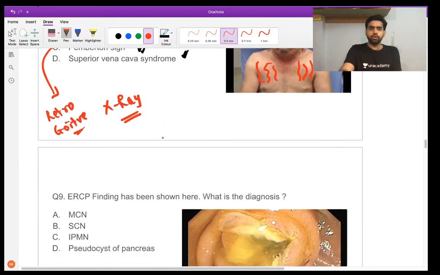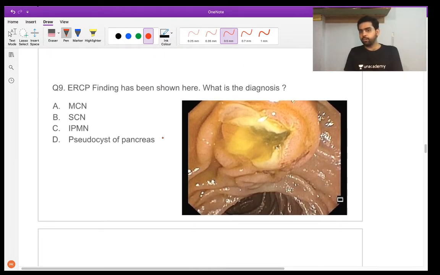Now let us move on to the next question. Again, this is an important image. An ERCP finding has been shown here. What is the diagnosis in this particular patient?